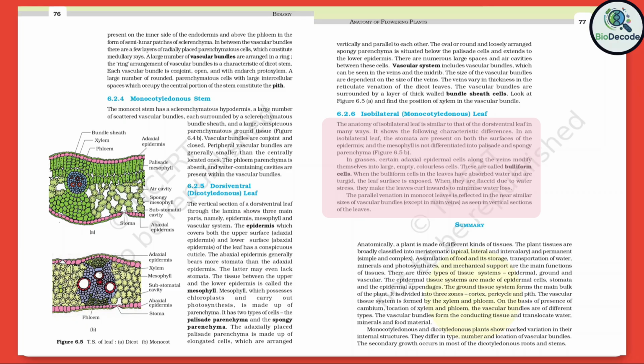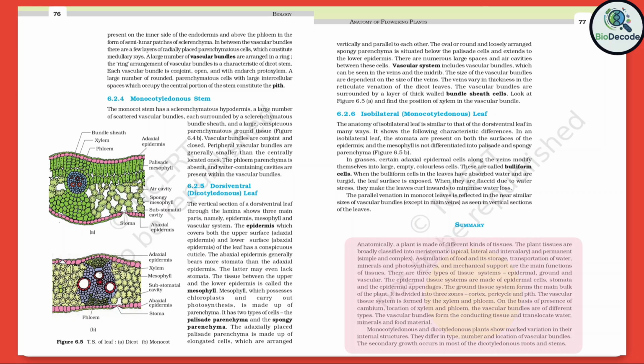When bulliform cells absorb water and become turgid, the leaf surface spreads out. When they lose water due to drought or stress, they become flaccid, causing the leaves to curl inward to reduce water loss. The parallel venation in monocot leaves is evident in the nearly similar size of vascular bundles, except in the main veins. Summary. Anatomically, plants are made of different kinds of tissues.